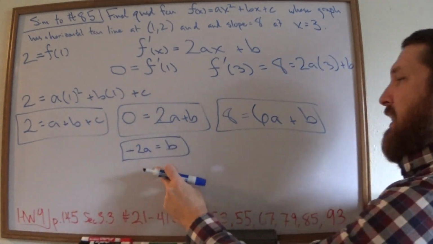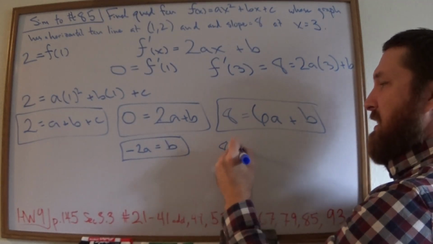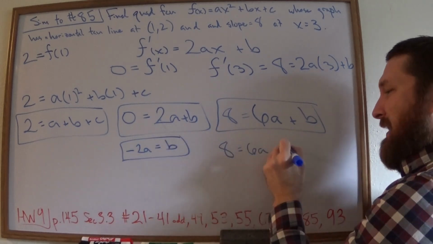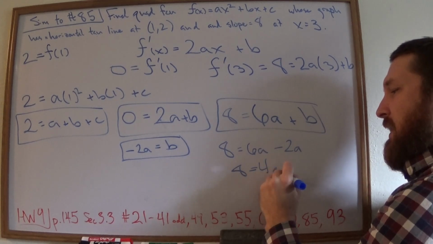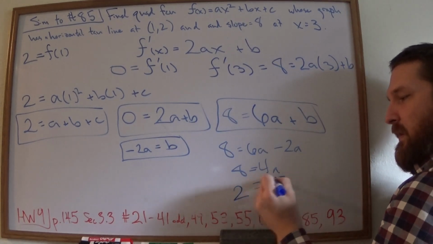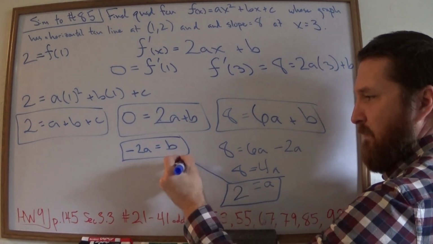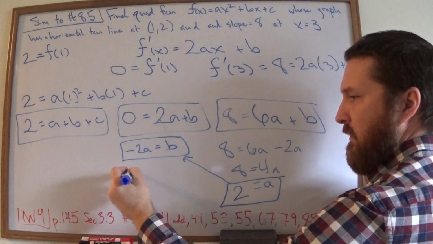And now I could do that in here and say 8 is equal to 6a minus 2a. So 8 is equal to 4a. So a is equal to 2. Now we have one of these, and I could just get it back into here. I take this back into here and get minus 2 times 2, so b equals negative 4.